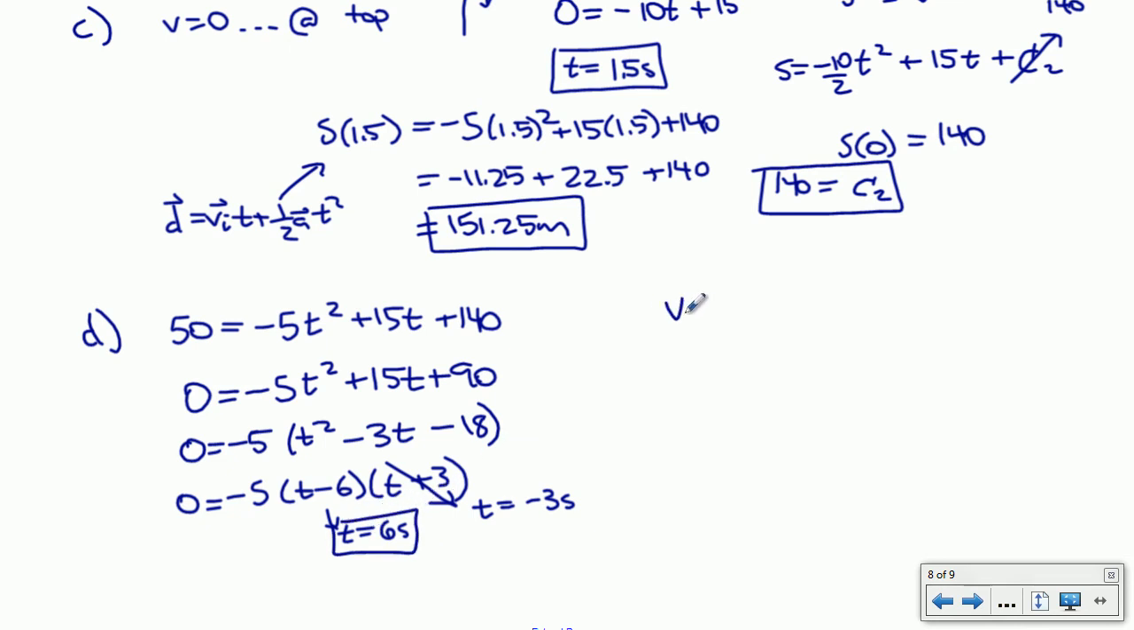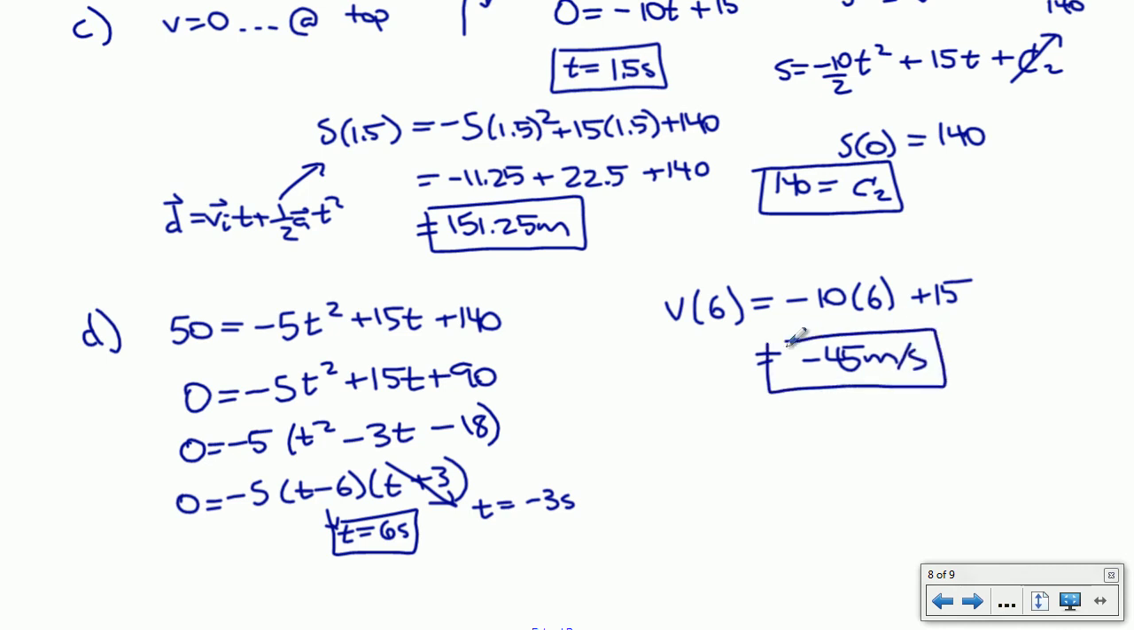So now we just need to figure out what the velocity is at 6 seconds. So we use our expression for velocity and put a 6 everywhere we see a t. And finally, we get negative 45 meters per second. That's the velocity when the object is 50 meters above the ground.